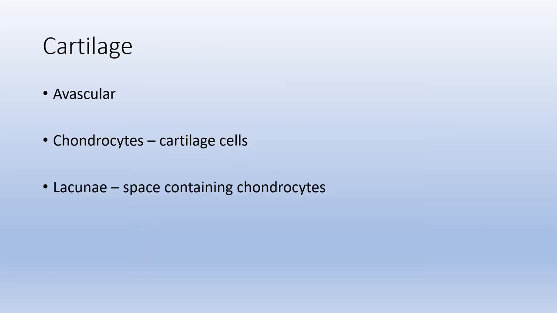When we look at cartilage, so this is still types of connective tissue. Cartilage is avascular, so that means there's no blood vessels in it, which is one reason why it takes so long for cartilage to heal. It is dependent upon underlying tissue to provide the blood supply to it because it does not have blood vessels running through it. It does have cells, chondrocytes, that are present in there. Now the chondrocytes tend to be contained in these spaces, and we call the space the lacunae.